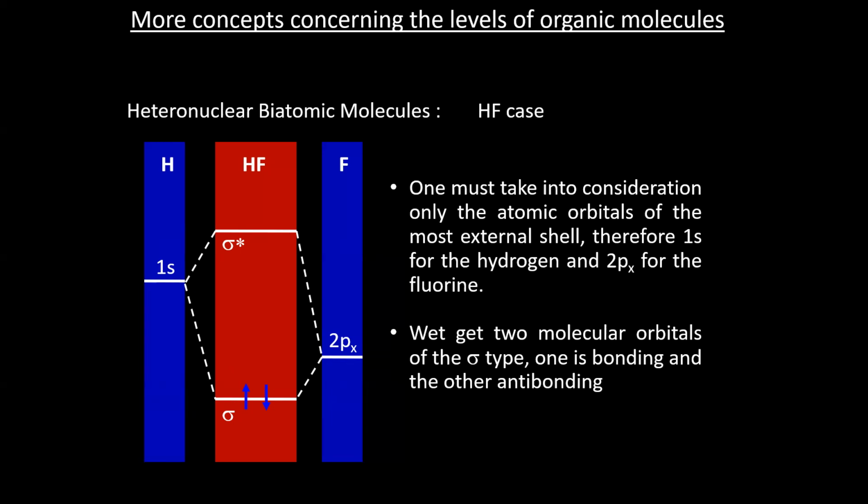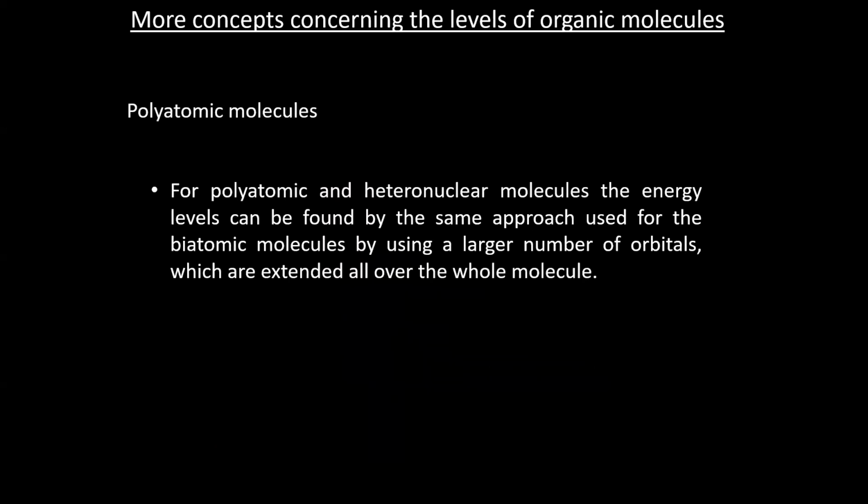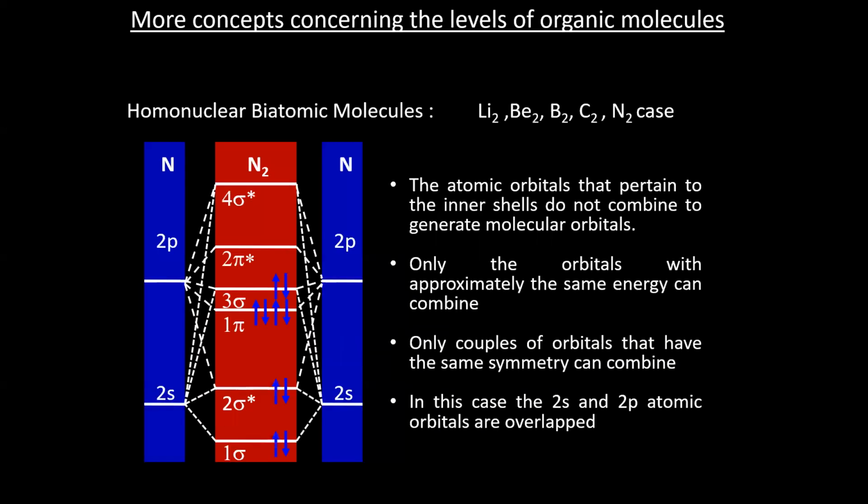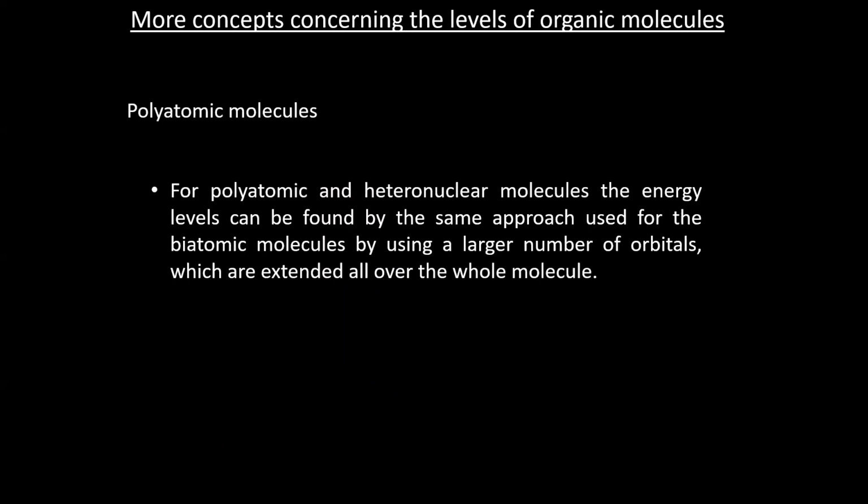But in general, you know that there are symmetries, okay? So these orbitals, they have symmetries. They are sigma, and they are pi orbitals. For polyatomic molecules, the situation is much more complicated because you have many nuclei, of course.